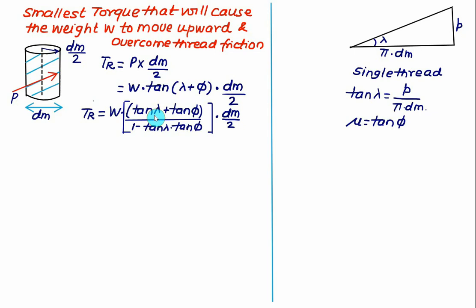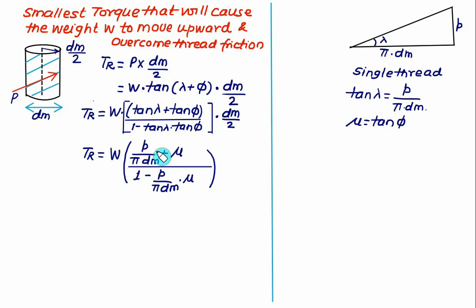Now here tan lambda we can replace as pitch divided by pi dm because we have considered the single thread. Tan phi we can replace as the coefficient of friction between the screw and the nut. So let's substitute tan lambda equal to P upon pi dm and tan phi equal to mu, multiplied by dm divided by 2. Now pi dm and pi dm we can take as LCM in numerator and denominator, so we cross multiply and pi dm will get cancelled.